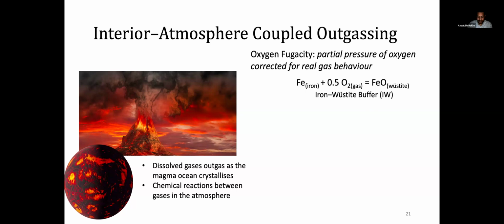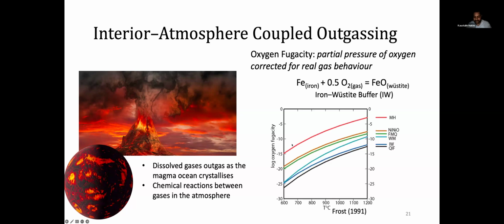So this is probably clearer from this figure. In this figure, what you see is the logarithm of oxygen fugacity as a function of temperature. And this blue line is the iron-wüstite buffer. As you go to different temperatures, the chemical equilibrium of this reaction tells us that the oxygen fugacity would increase as a function of temperature.